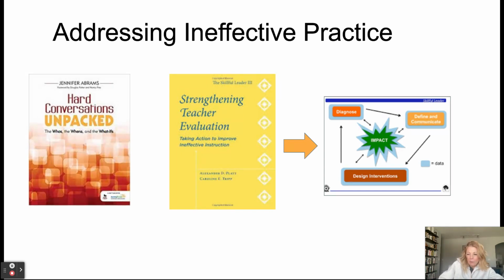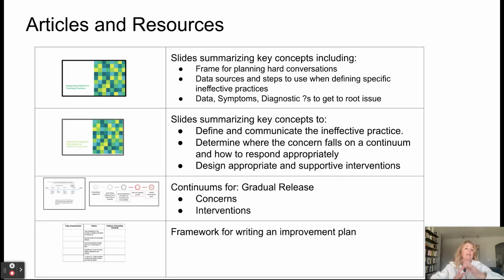And so hopefully you will get into understanding how there's a lot of factors that are at play, and you definitely use gradual release in assessing the intensity of the concern, and the intensity of the intervention. So these are the two main things. And here's how I've organized the information.